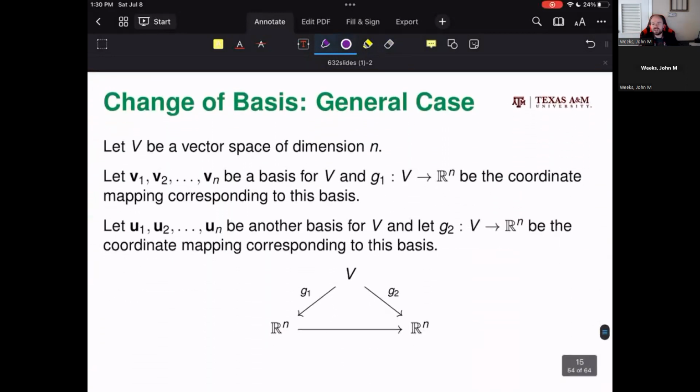Let's go ahead and see it in the general case. We said that we were going to be connecting everything back to Rn. Let's see how that sort of thing works. Let's let V be just an arbitrary vector space now, but let's make sure it's a finite dimensional vector space.